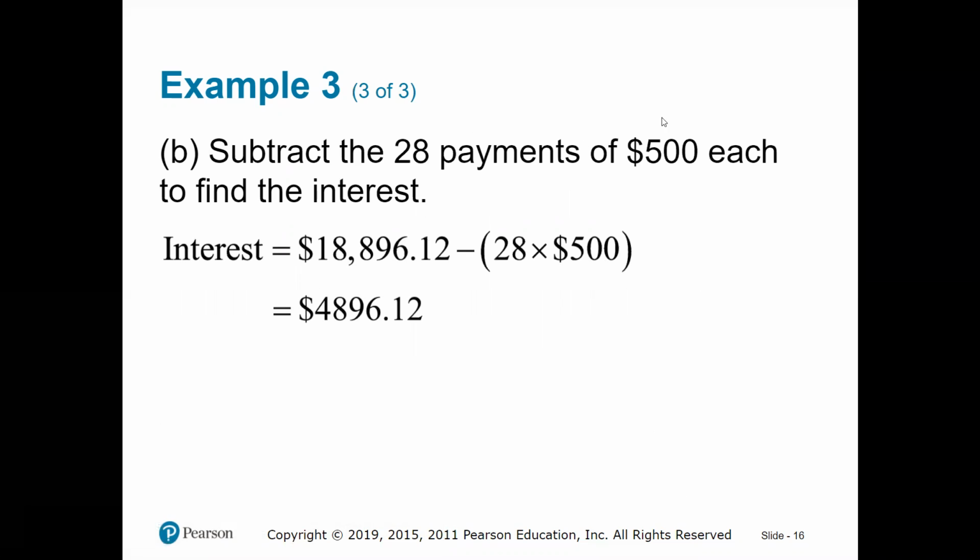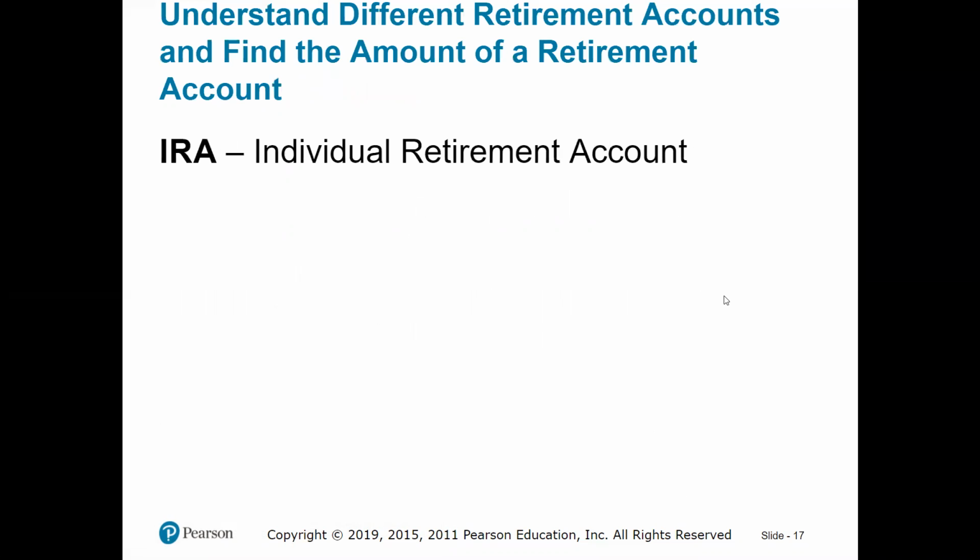All right, subtract the 28 payments of $500 each to find the interest. And the interest is $4,896.12. All right. Understand different retirement accounts and find the amount of a retirement account.